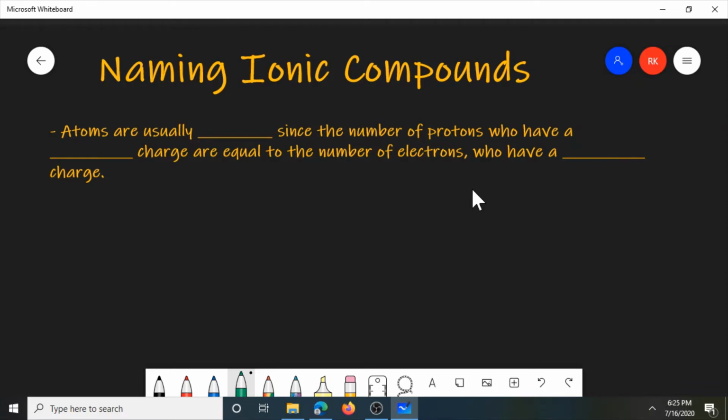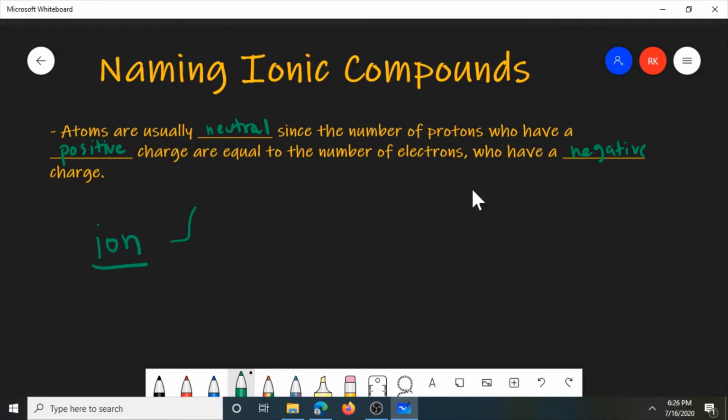Atoms are usually neutral in charge, since the number of protons, which have a positive charge, is equal to the number of electrons, which have a negative charge. This means that the number of electrons and the number of protons cancel out. However, atoms also can gain or lose electrons, and this results in something called an ion.